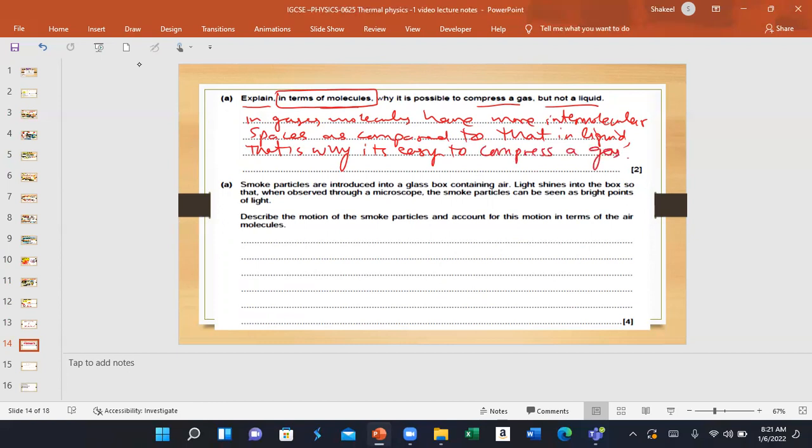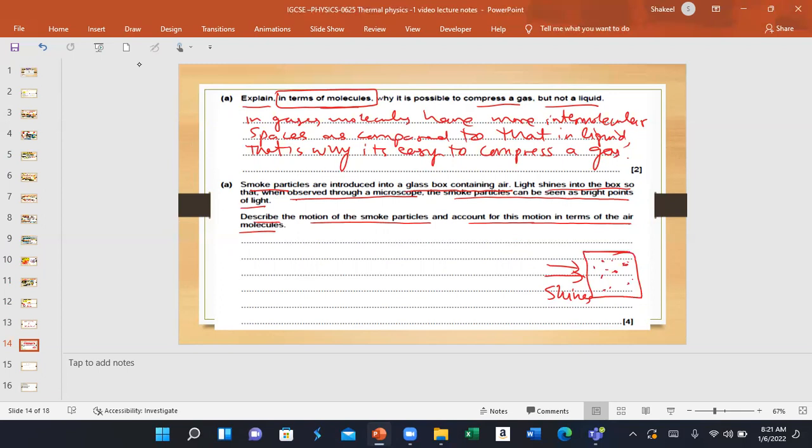That's enough. Okay, smoke particles are introduced into a glass container containing air. Light shines onto the box so that when observed through a microscope, the smoke particles can be seen as bright points of light. Describe the motion of the smoke particles and account for this motion in terms of the air molecules. Well, it's again the same thing. It's Brownian motion, right? There is a jar with some smoke particles and some air particles, and light shines on it, so you can see the movement of the smoke particles. So you have to describe their movement, and then by reference to that, tell about the movement of air particles.